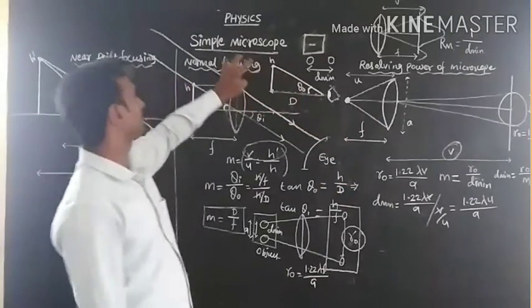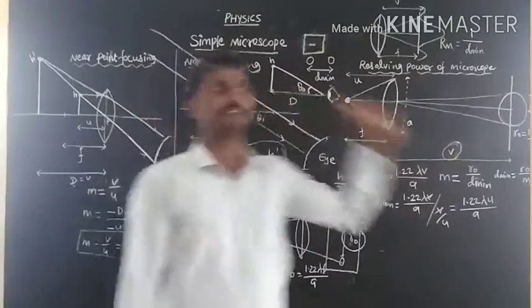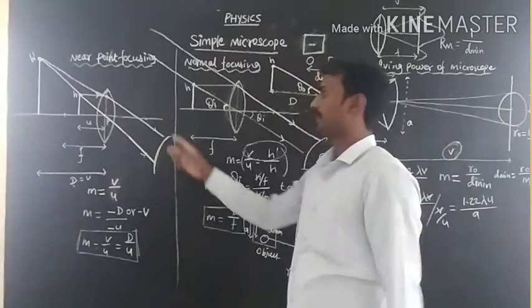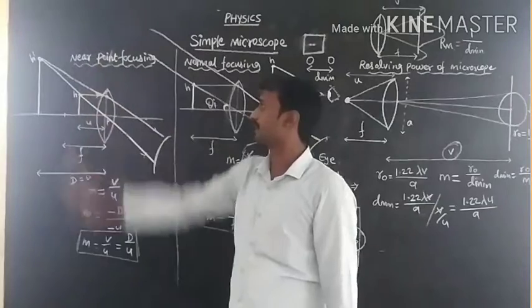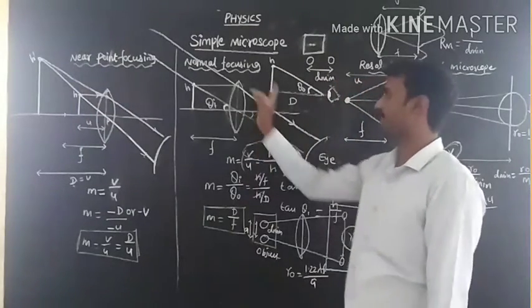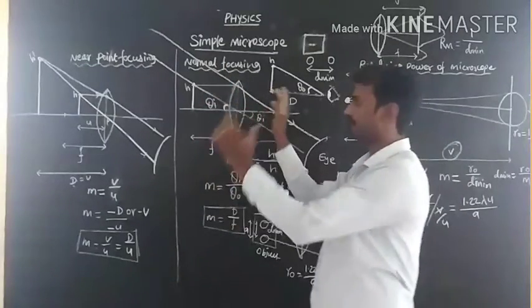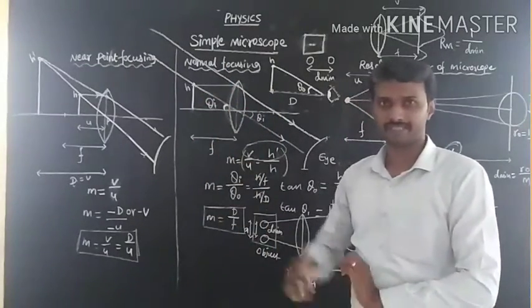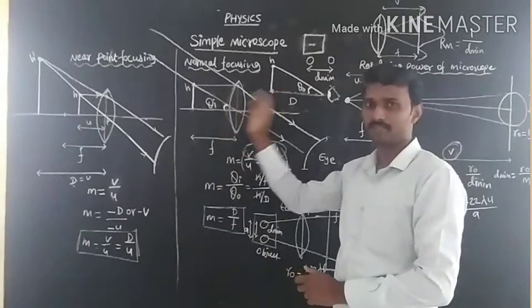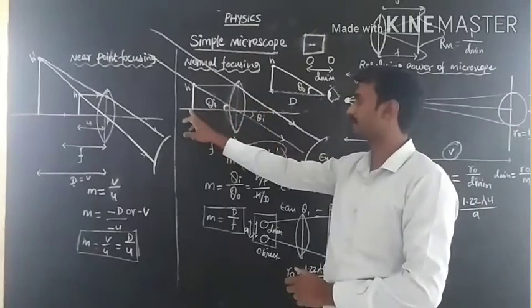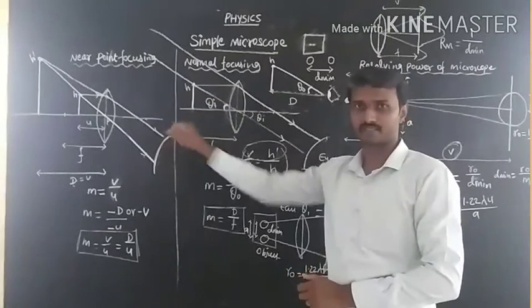You know very well about the simple microscope. We get the images if an object is placed in between the principal focus and the optic center, which is known as near point focusing. Suppose it is placed at the principal focus, it is known as normal focusing. So, the position of the erect image. Erect means direct image.